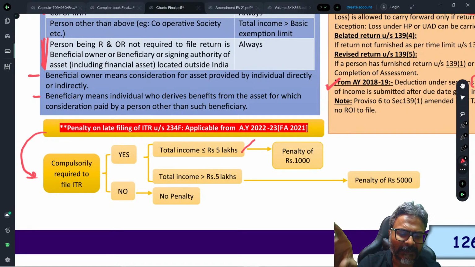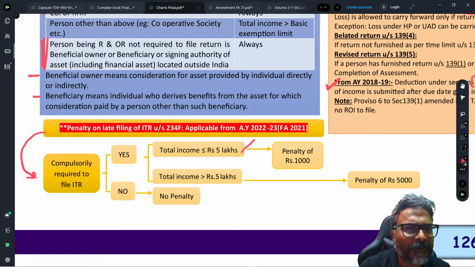So if you don't file it within the due date, then what happens? 234E talks about the fee, and the fee would be rupees 100 per day. That is a fee. But in 234F, you don't use the word fee, it is a penalty. This is about the return of income under 139(1), in which there was an obligation on you to file the same, but you haven't filed it, and your total income, students, was 5 lakh rupees. So 5 lakhs happens to be the threshold amount.